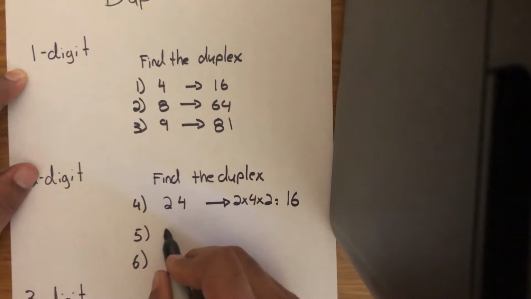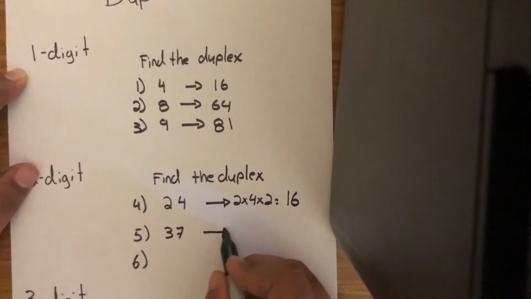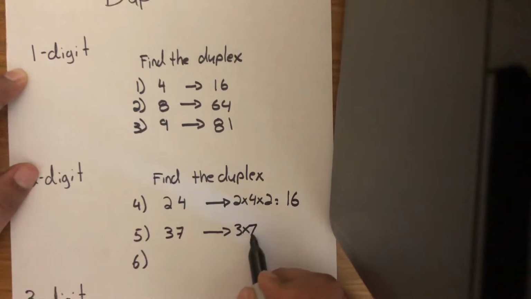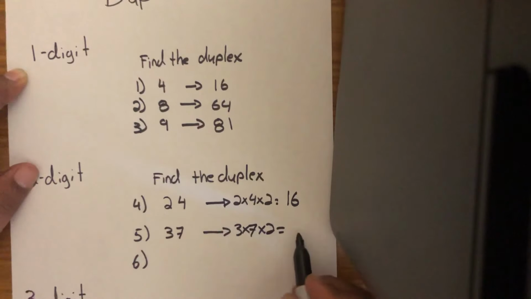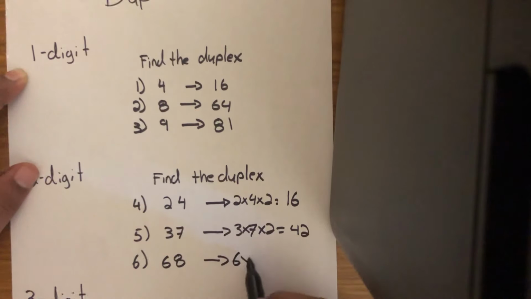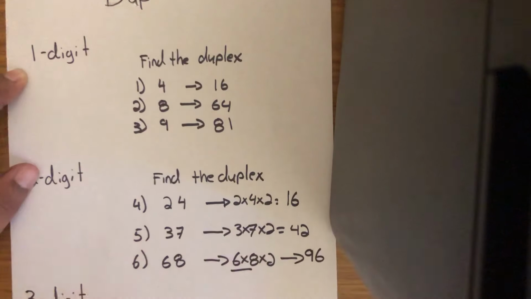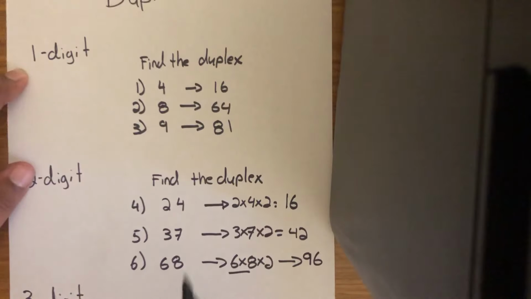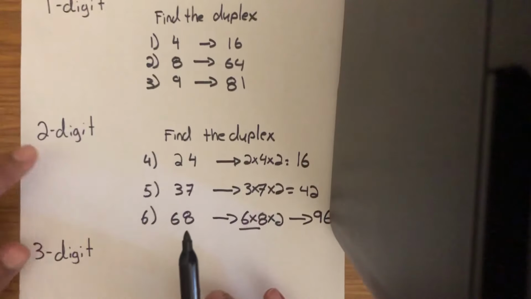So let's do 37. The duplex of 37 is 3 times 7 times 2, 21 times 2, 42, okay? The duplex of 68 is 6 times 8 times 2. So 48 times 2 is 96. Okay? So the duplex of a 1-digit number is just its square. Of a 2-digit number, it's the product of the two numbers doubled. Okay? And then 3 digits is a little bit different.